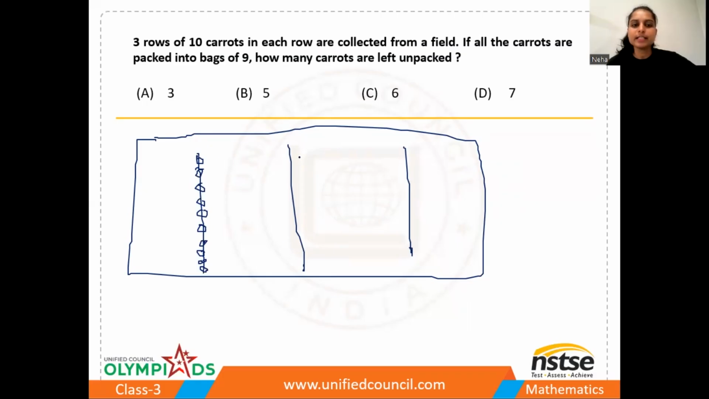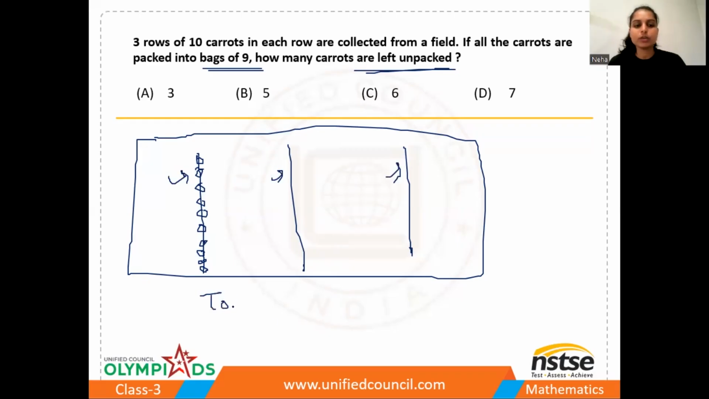Similarly, 10 carrots in the second row and similarly 10 carrots in the third row. If all the carrots are packed into a bag of 9, then how many carrots are left unpacked? So first of all, the first thing that comes to my mind is how many total carrots I have with me. 10 in one row, 10 in second row, 10 in third row.